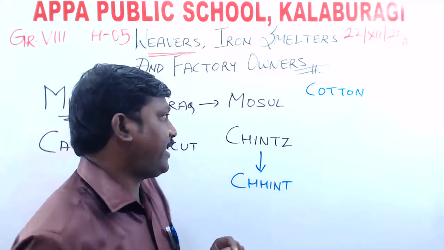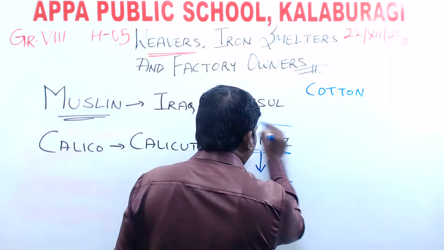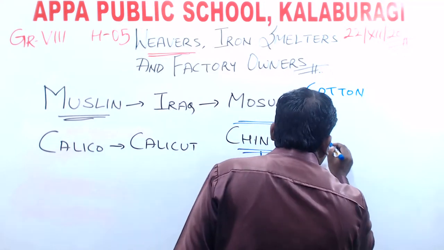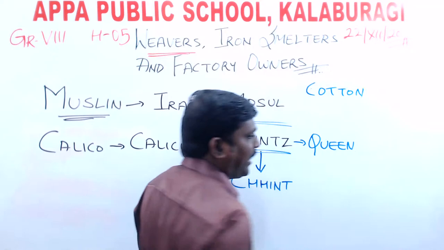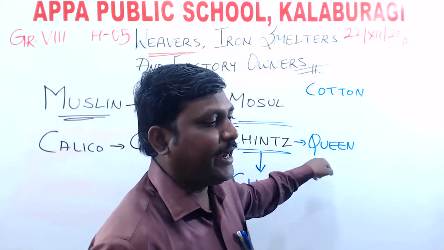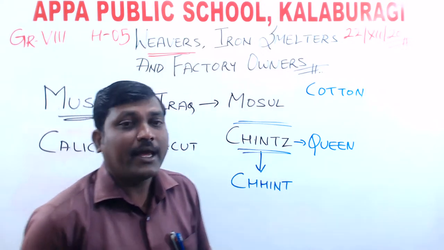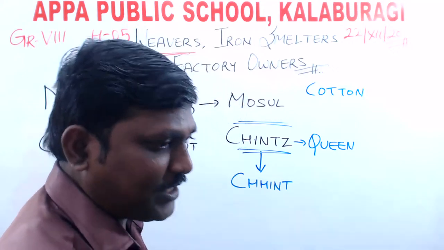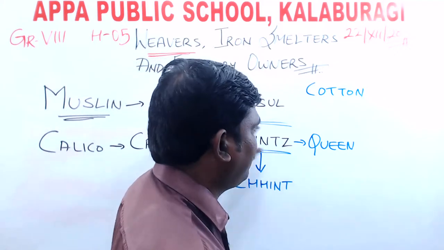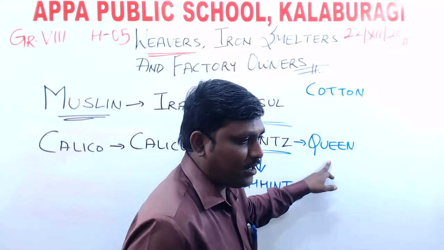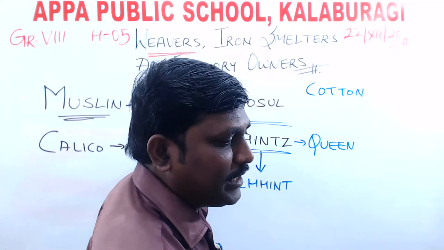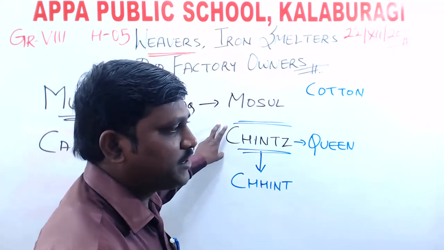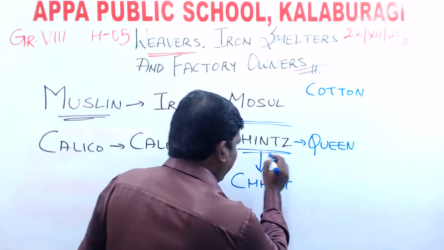And one more highlight of this particular cloth. When we Indians refer to the queen, it usually refers to the queen of England or the queen of Great Britain. It's been said that Queen Victoria, or Queen Elizabeth also, wore this cloth which is made by Indians, the chintz cloth. She used to wear this chintz cloth. So do please keep this very important point in mind.